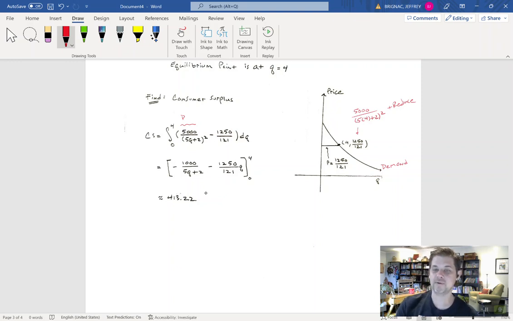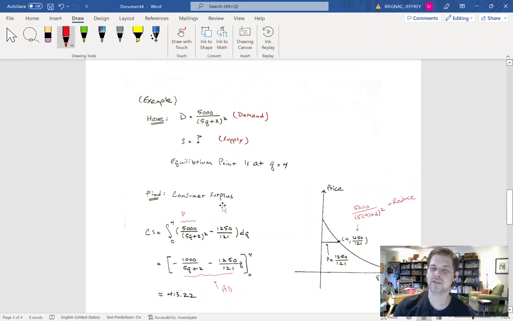For now, I want to give you this as the antiderivative, okay? And I'll show you in a minute how I got that. How do you get from 1250 over 121 an antiderivative of 1250 over 121q? Well, because that's what the antiderivative of a constant is. You just attach the variable to it. But this other one I'll explain in a second, okay? But in any case, there's the antiderivative. Putting in 4 into this, and then 0, and subtracting, as we always do when we evaluate definite integrals, you get 413.22.